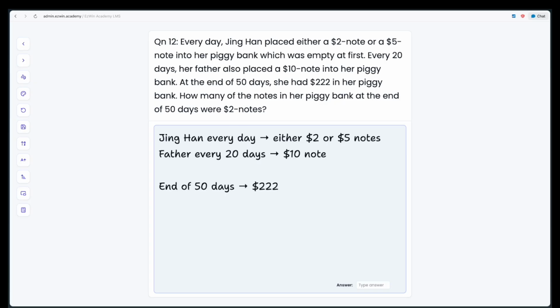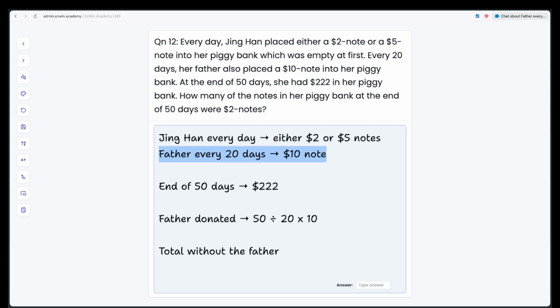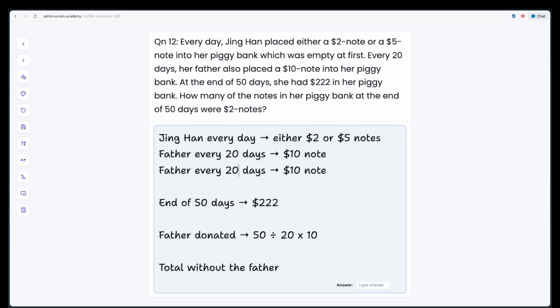First, we want to find the total without the father. For every 20 days, we want to know how much the father donated. We want 50 days, so it's 50 days divided by 20 times 10, because the father gives $10 every 20 days. In a way, it's like this: the father for 40 days is $10 times 2, which is a total of $20, right?